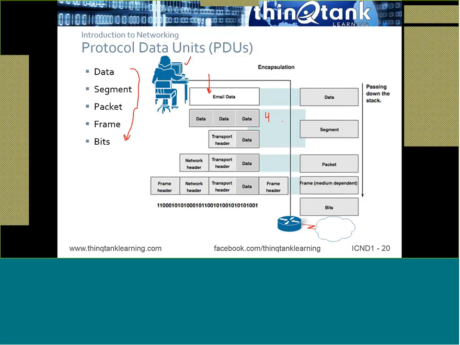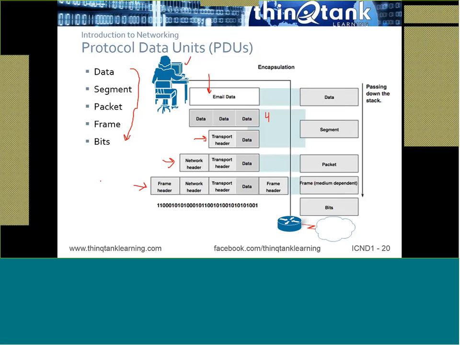Now, at this point, every single one of those components is treated independently. So they all go through the process of having headers applied. Transport layer header gets applied. Network layer header gets applied. And the data link layer header gets applied. This is called encapsulation.